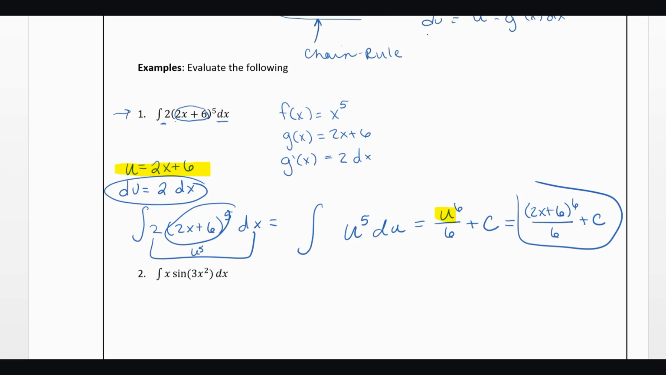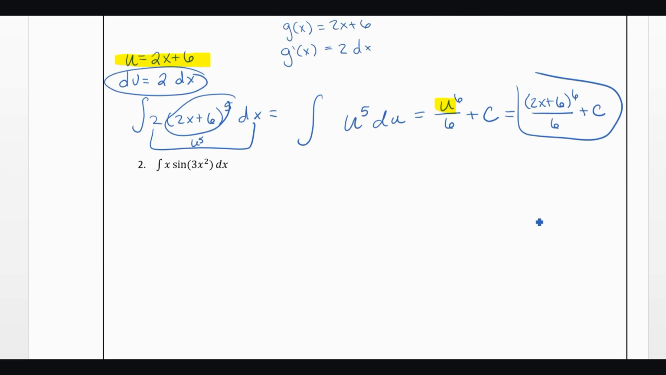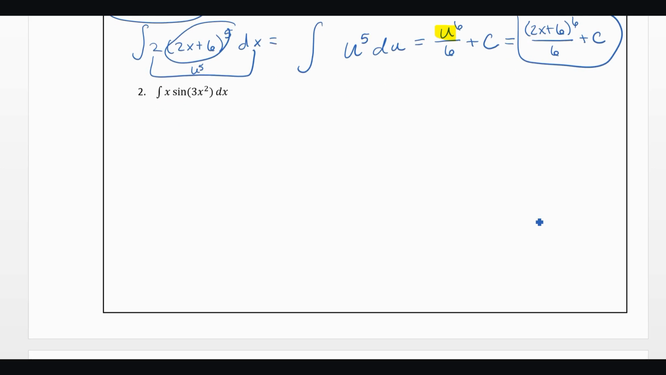Now, we're going to see an example where I said you had to have the derivative of u, but you actually just have to have the derivative up to a constant multiple. So we're going to look at the integral of x sine of 3x squared dx. So we always make our u kind of what we're plugging into something. So our u here would be 3x squared. Now du, the derivative of that, would be 6x dx.